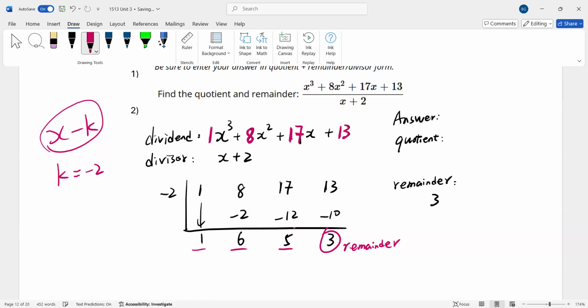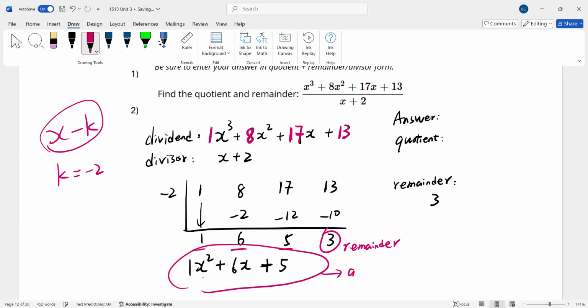Those 3 numbers give us the coefficients of the quotient. 1 times x squared, then 6x, then 5. So the quotient is x squared plus 6x plus 5.